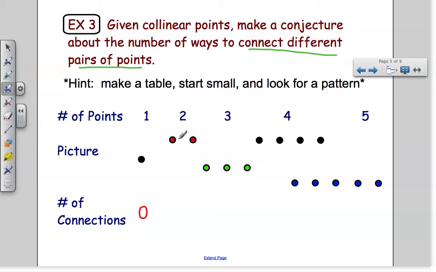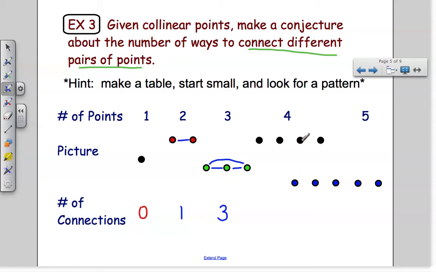But once I get to 2 points, what's the ways I can connect the pairs? I could connect them one way. There's one option to connect 2 points. Remember, it was the number of ways to connect different pairs of points. So now that I have 3 points, my next example, I could connect this pair of points. There's one connection. I could connect this pair of points. There's 2 connections. Or I could connect this pair of points. That's 3 total. And actually, I've connected every pair of points possible. When there's 3 points, you can make 3 connections.